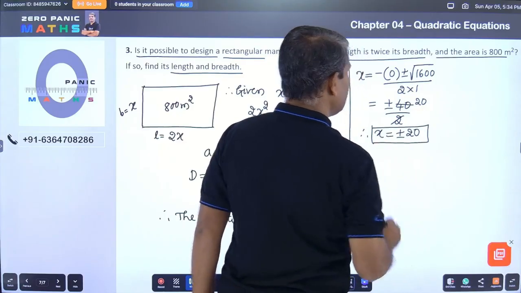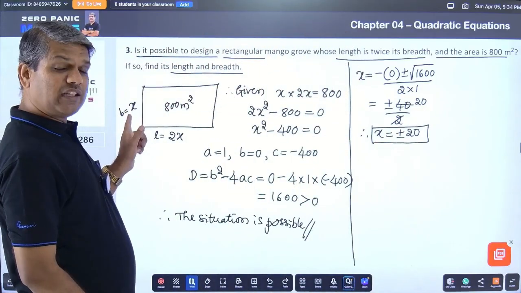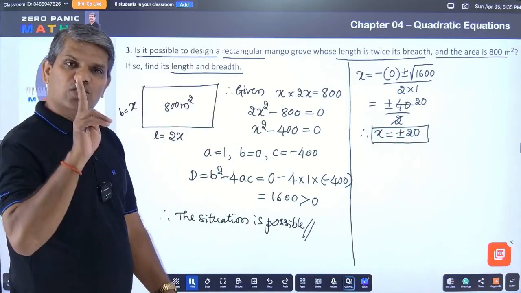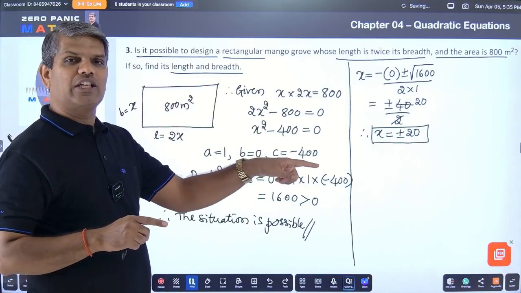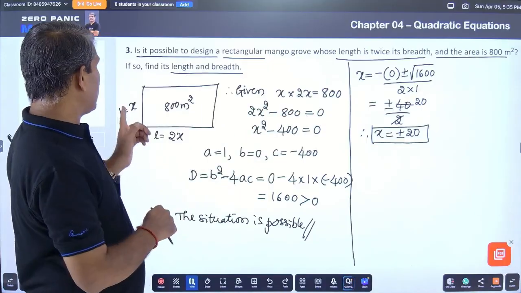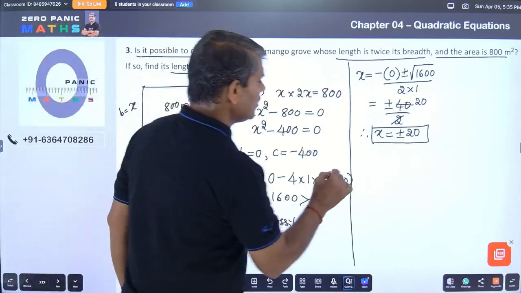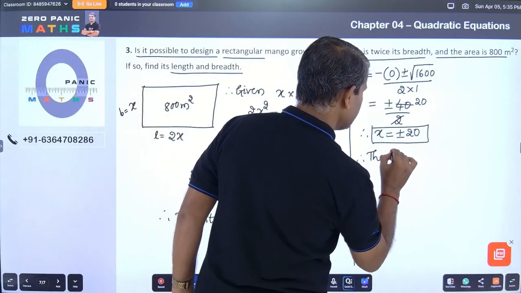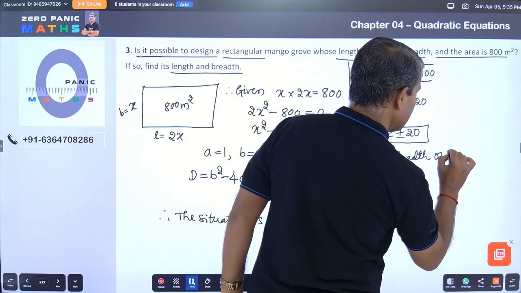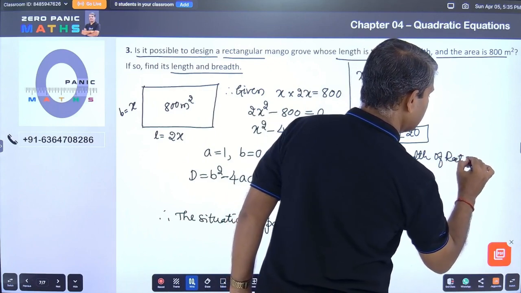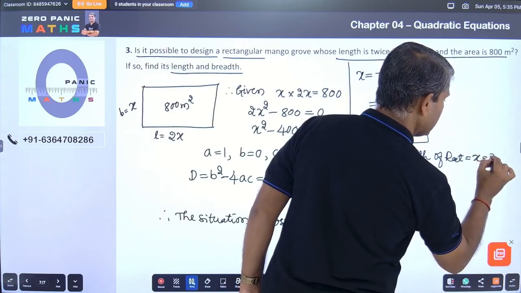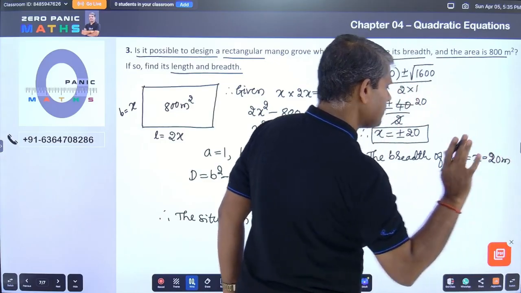Since x is considered as the breadth of that rectangular area, x cannot be negative. Though there are two distinct values, one positive and one negative, let us consider positive 20 as the breadth of the rectangle. Therefore, the breadth of the rectangle, x, is equal to 20 meter, that is plus 20 meter.